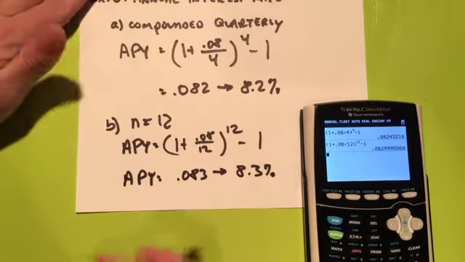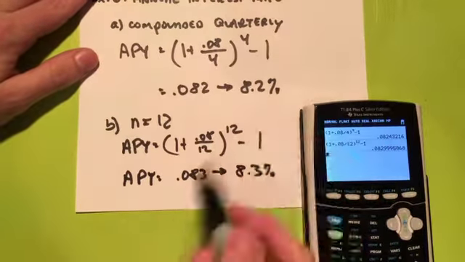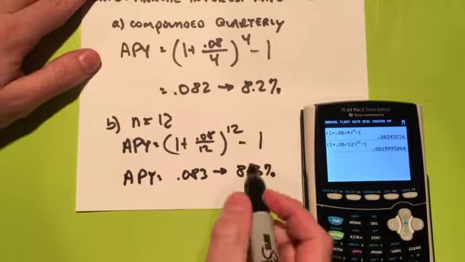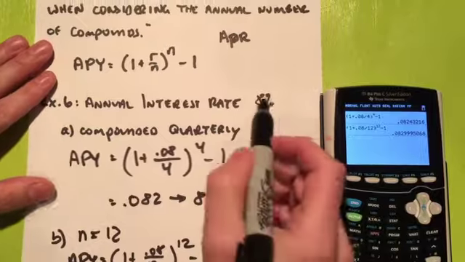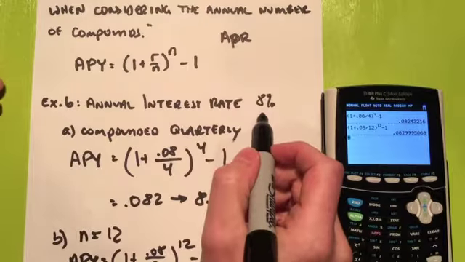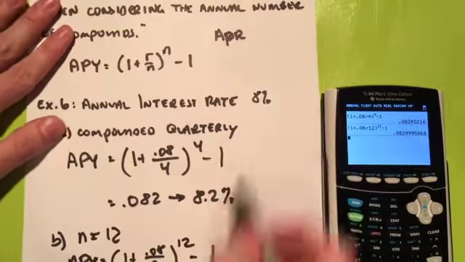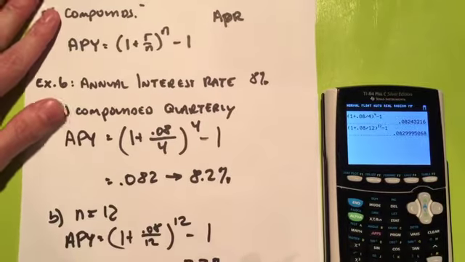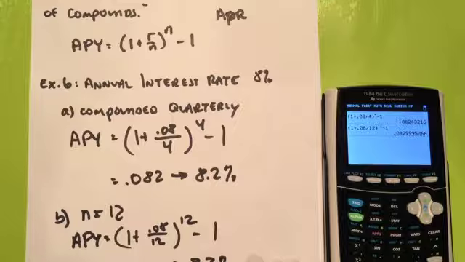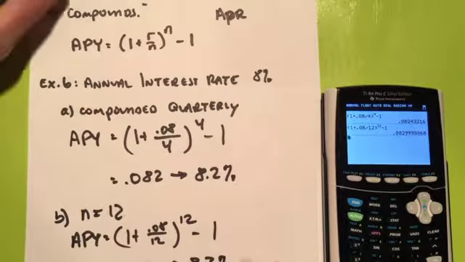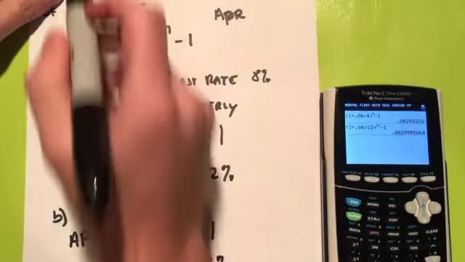8.3% APY, slightly better. So banks usually tell you the APY because it makes it look like they've got a higher interest rate. Credit cards, on the other hand, usually tell you the APR because then it makes it look like they have a lower interest rate. It's just financial literacy. Go out, check out your bank, see what they say. Check out your credit card statement, see what that says. Look for APR versus APY.